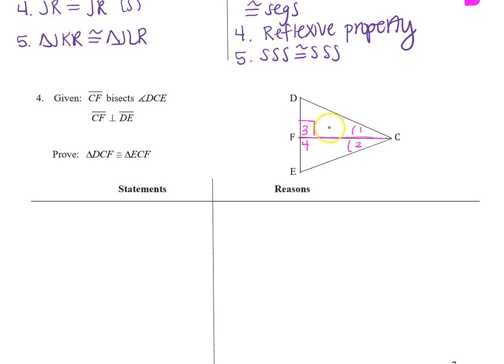Okay, if I'm trying to prove these two triangles are congruent, I'm noticing the shared side. So this is by angle, side, angle, and all right angles are congruent, so I know 3 and 4 are going to be congruent to each other.